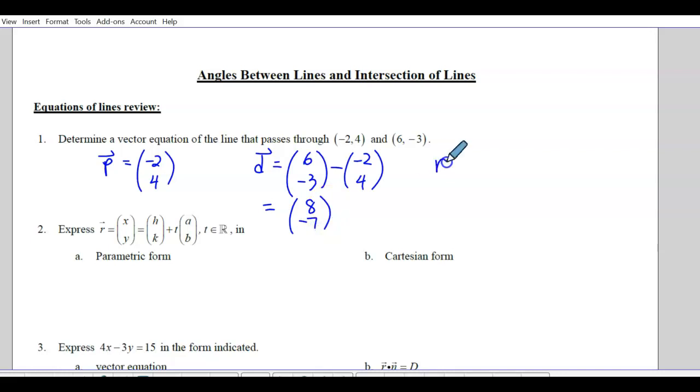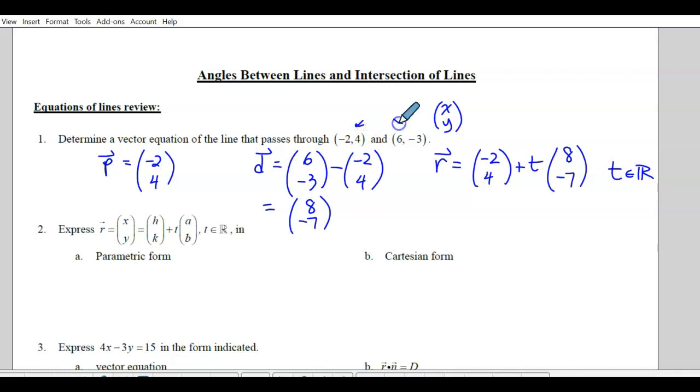So now our vector equation, which remember represents vector xy, equals -2, 4 plus t times 8, -7. T is a real number. Okay? You could have any direction vector parallel to that. You could have other points. I would either choose this one or this one. Don't start calculating other points. Okay? Next one.